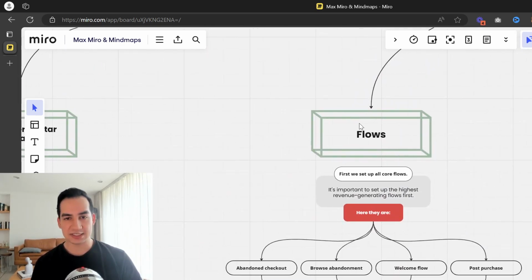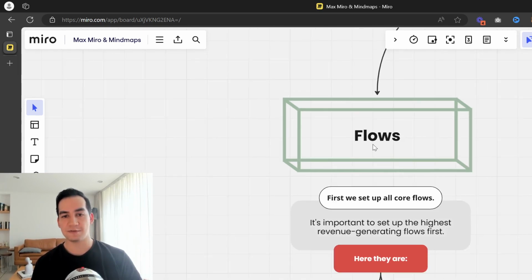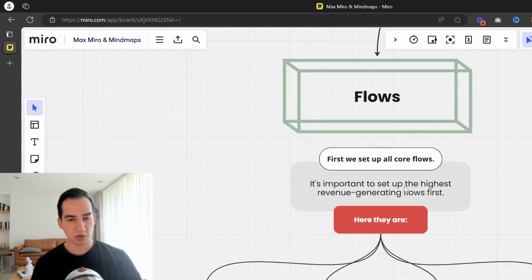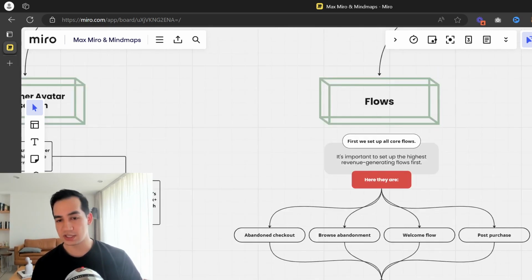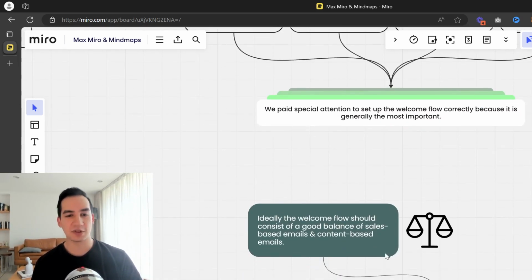From there, once that's done, we then build out their flows. So set up all core flows. It's important to get the highest revenue generating flows first. So that's going to be abandoned checkout, browse abandonment, welcome flow, and the post purchase. We paid special attention to setting up the welcome flow correctly because it is generally the most important. Obviously that's the first touch point with all new customers.